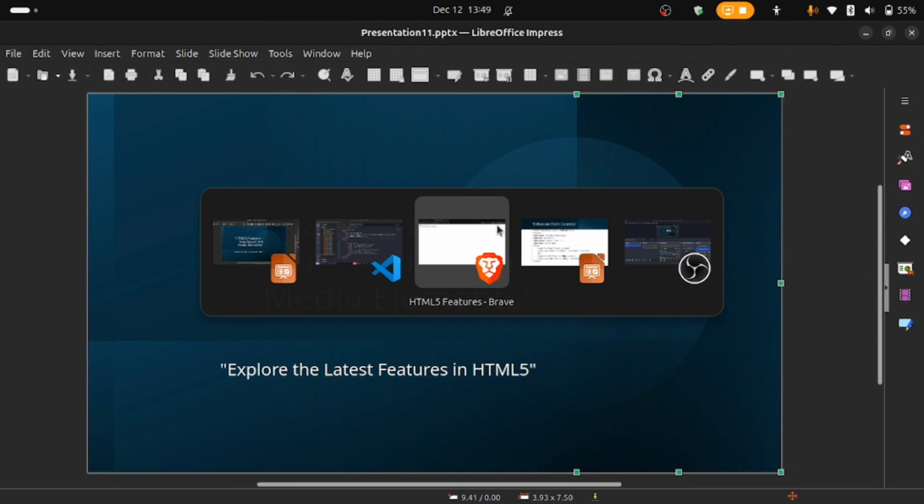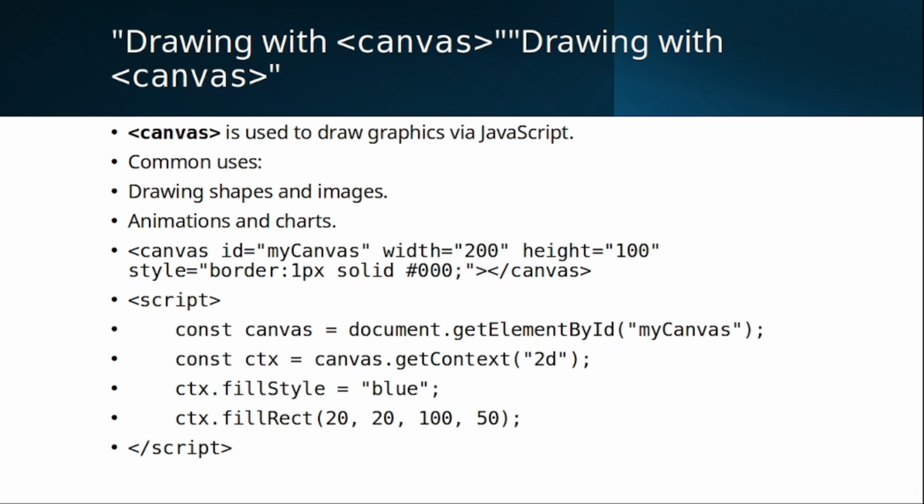So we'll be continuing, and after that we will be learning drawing with canvas. So what is drawing with canvas? Canvas is a tag in HTML used to draw graphics with JavaScript. This tag is very commonly used, and we can draw shapes, images, animations, and even charts. So here's an example. Mostly we use canvas with JavaScript. As you can see, here's a simple example. This code is written with JavaScript.